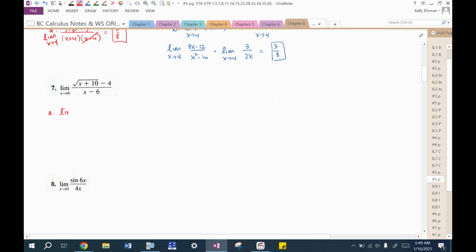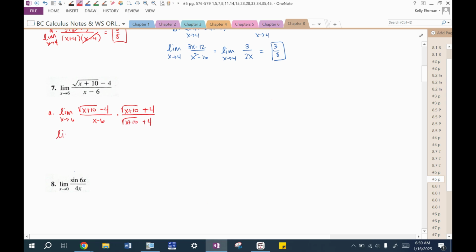We rationalized the numerator. So we multiply, let me write this original down. Okay, here's the original problem. We multiply by the conjugate of the numerator, so square root of x plus 10 plus 4 in the top and the bottom.